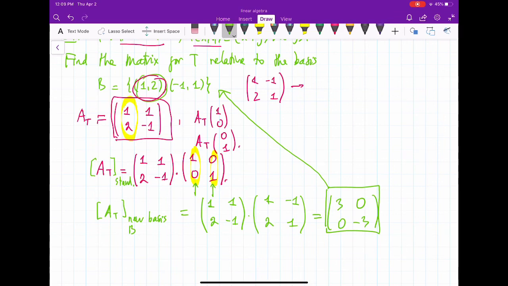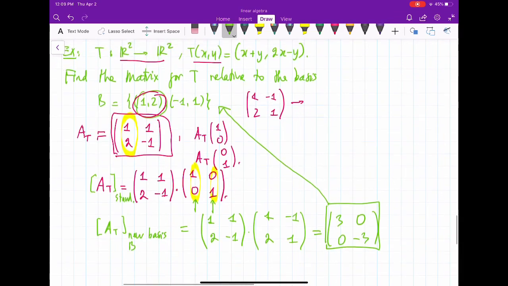Agree? So from here, probably you can guess. If you have another basis B prime, you can find the matrix for T with respect to B prime. How about that? If you have a solution, please send it to me.